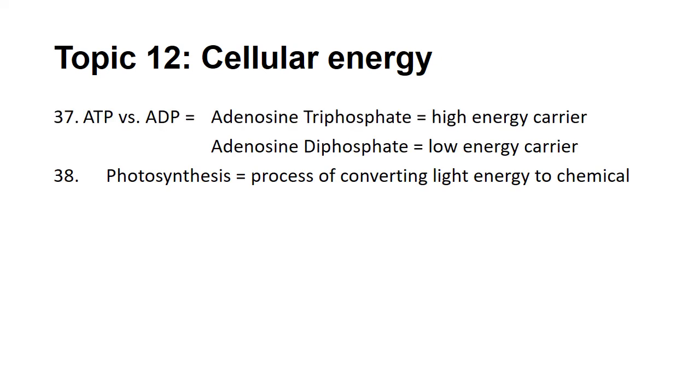ADP and ATP are basically the same molecule. The main difference is one of them has 3 phosphates, 1, 2, 3, and the other only has 2 phosphates, 1, 2. The one with 3, the triphosphate molecule, is a high energy molecule, whereas ADP, the one with only 2, is a low energy molecule.